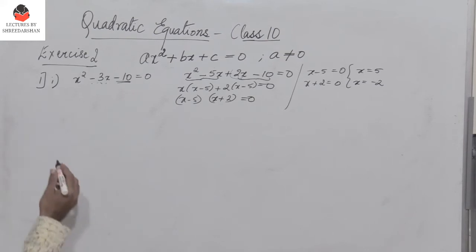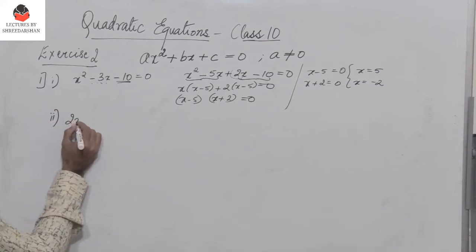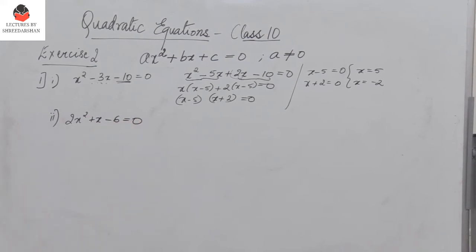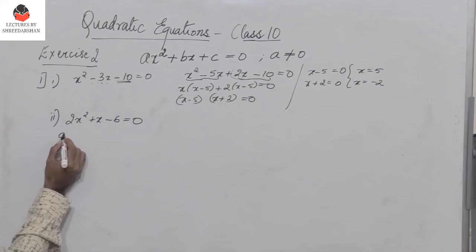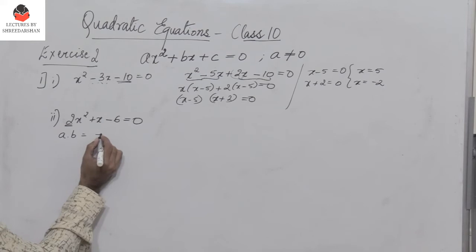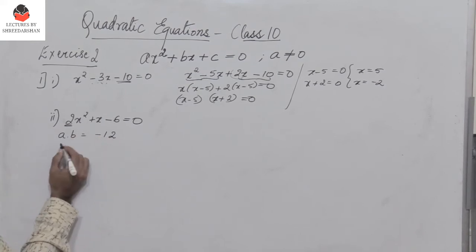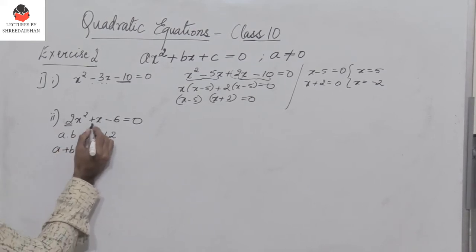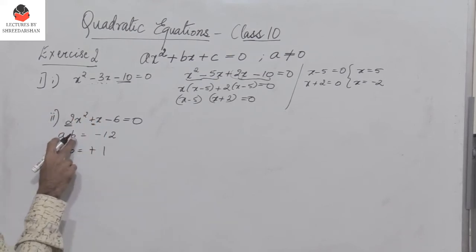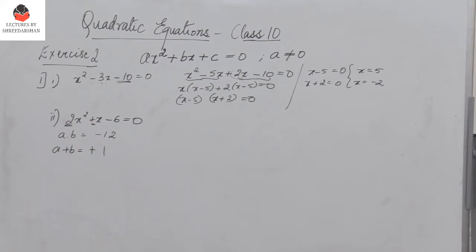So the second problem is 2x square plus x minus 6 equal to 0. So now what has to be done? So again, as I said, I need to find a and b. So a into b, so a is 2, b is minus 6, so you get minus 12. And what is a plus b? A plus b, this value is 1, x into 1, so it's going to be plus 1. So when you multiply two numbers, I need to get minus 12. And when I add those two numbers, I need to get plus 1.